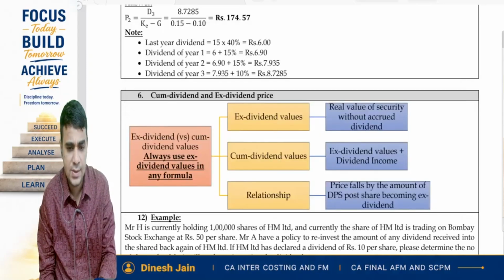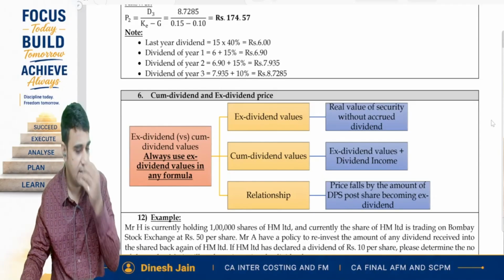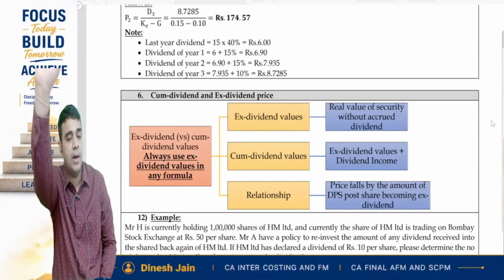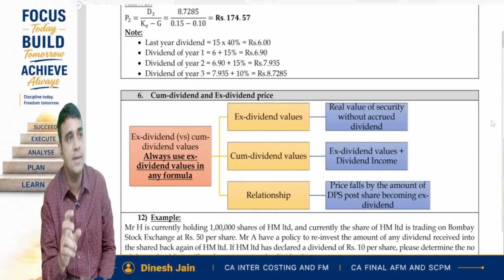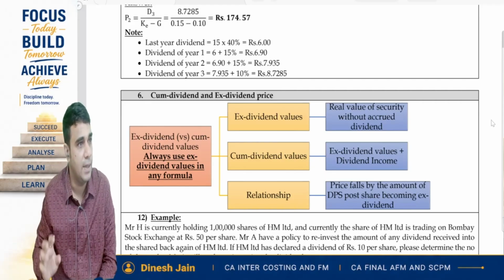Now we move to the next set of concepts. Okay, next set of concepts. Concept 6 is called cum dividend and ex dividend price. We have learned this earlier also, and again we are bringing it here.